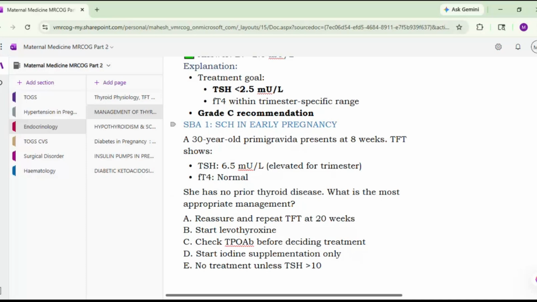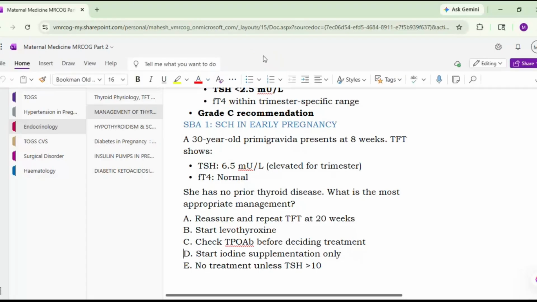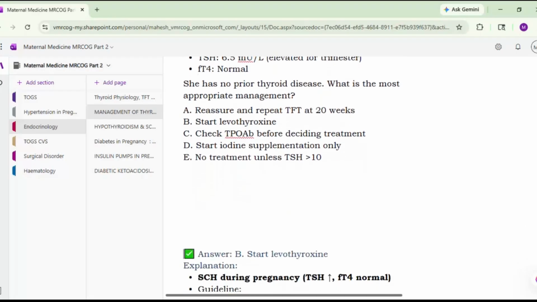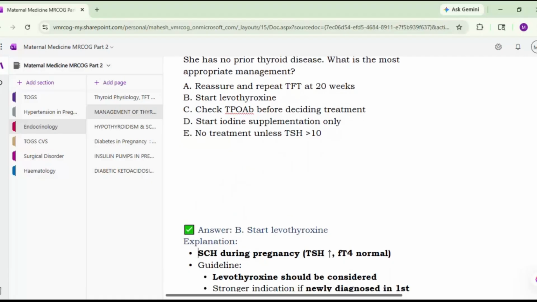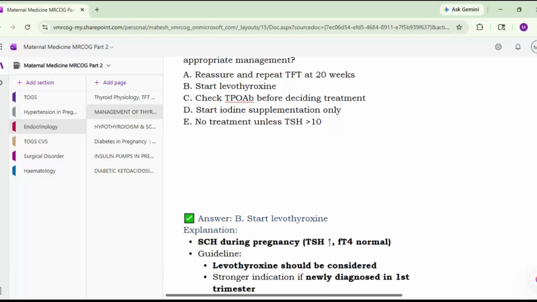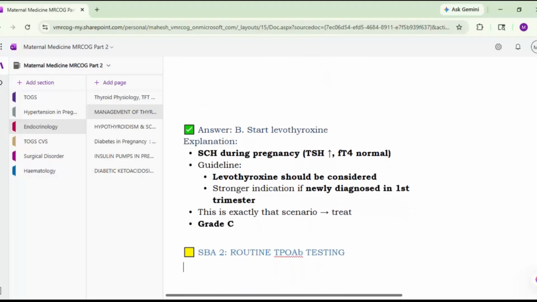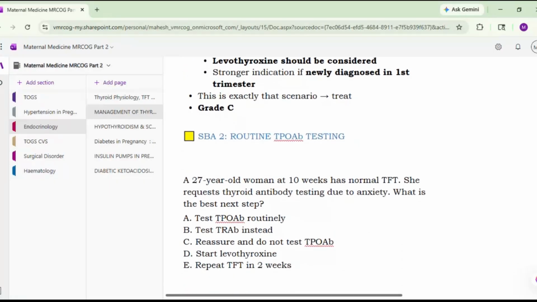Okay. Yes, sir. If she's euthyroid and non-severe, we just consider treatment, but we don't start her on levothyroxine. That is in the pre-pregnant euthyroid state. Now she is in the pregnancy, at 8 weeks of pregnancy. Then we should start her on levothyroxine. Yes, so start levothyroxine. SCH during the pregnancy, TSH is increased, FT4 is normal. Levothyroxine should be started. Stronger indication if newly diagnosed in the first trimester. Okay, sir. You understood the difference now. Yes, sir. Okay, next.